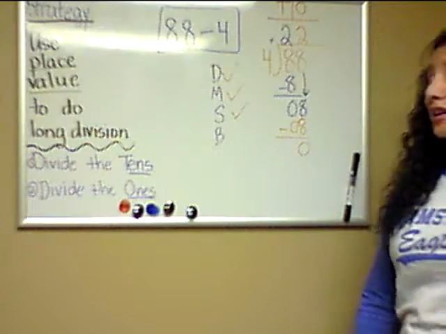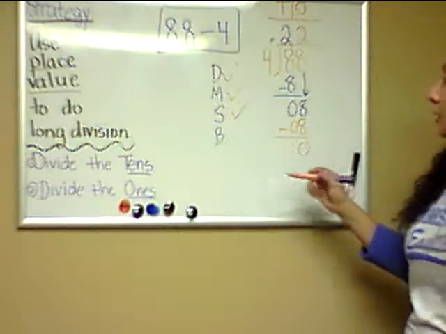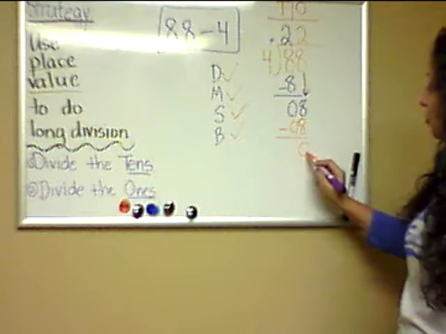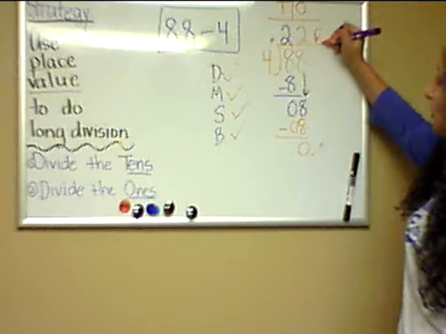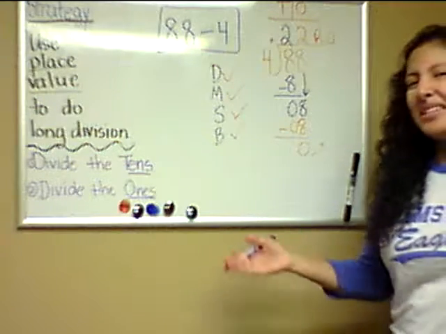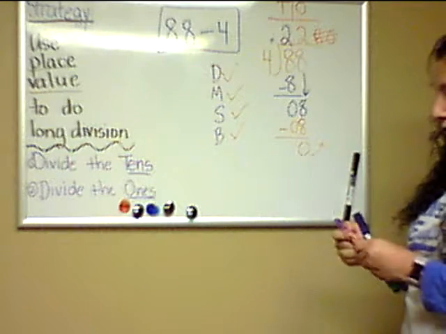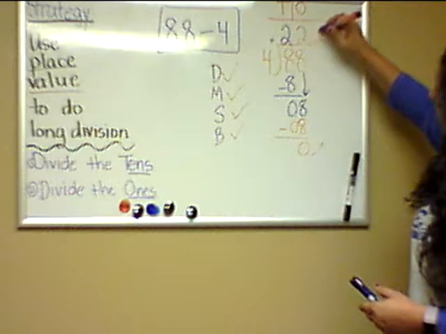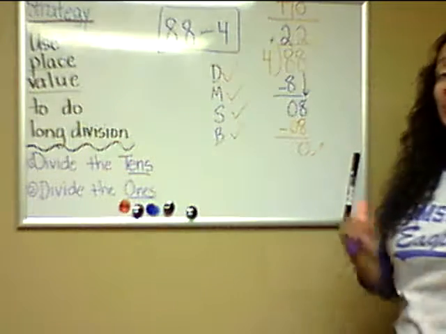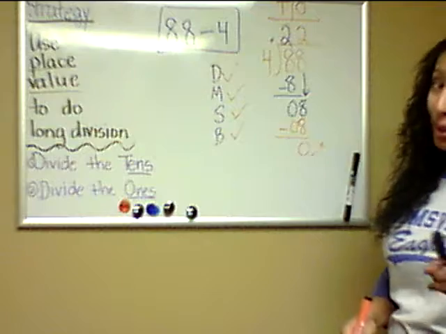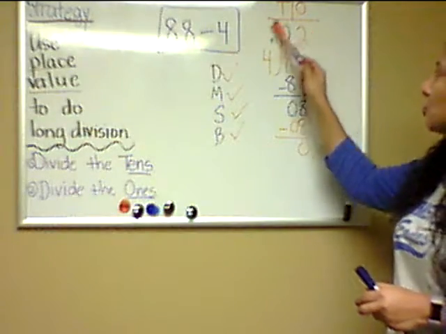And B is for bring it on down. Is there any number here to bring down? Nope. Or bring it back up. You can bring this back up. Your answer would be 22, remainder 0. But if you don't have anything, you don't need to put it. Your answer would just be 22, and that's actually your quotient. So 88 divided by 4 equals 22.